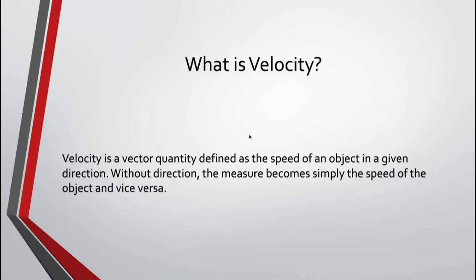Let's get into it. What is velocity? Velocity is a vector quantity defined as the speed of an object in a given direction. It needs both speed and direction. Without one or the other, it is just a scalar quantity and not velocity.